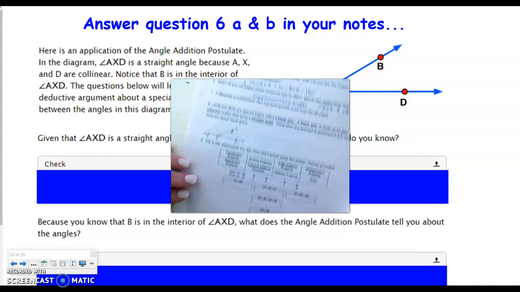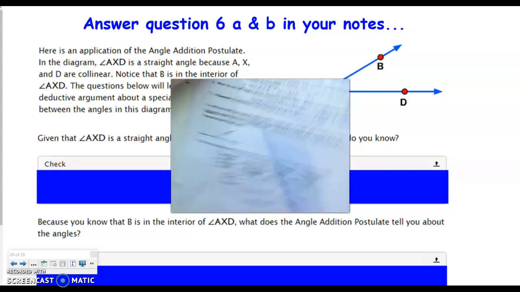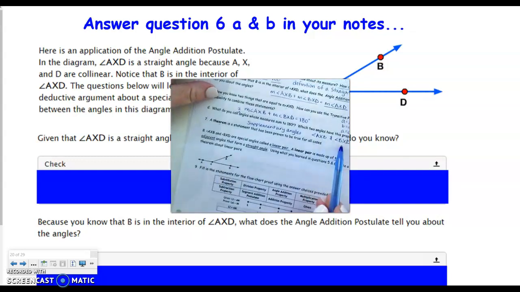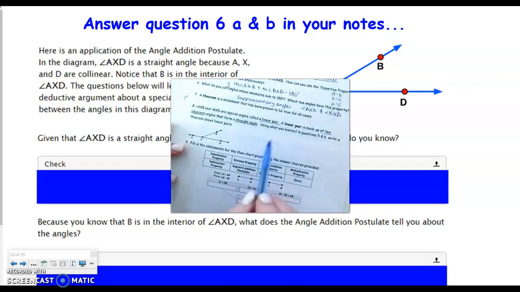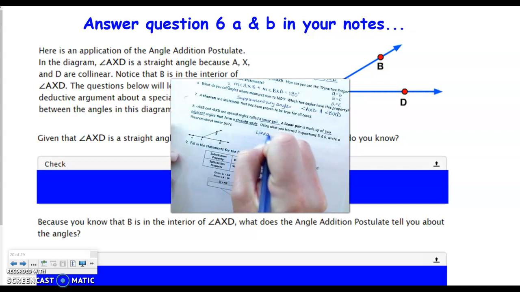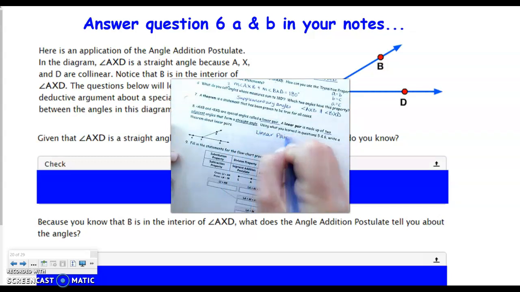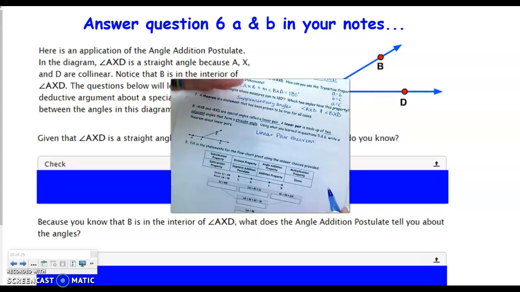So using what we just learned in the previous questions, we're going to write a theorem about linear pairs. So since we know AXB and BXD are a linear pair, and what did we learn about them? We learned that they are supplementary angles. We're going to write that together to make what's called the linear pair theorem. So this is the linear pair theorem. It's been proven. We just did an informal proof of it in number 6.